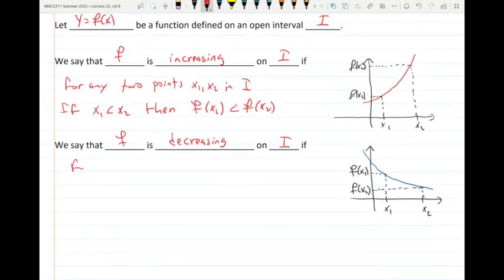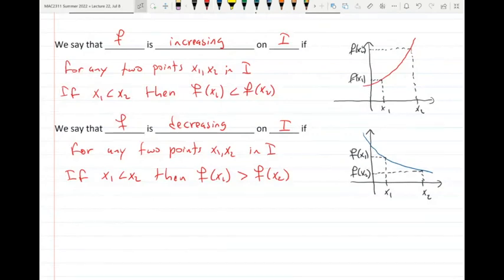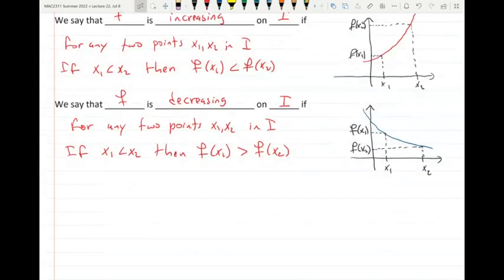So if for any 2 points x1, x2 in I, we have that if x1 is less than x2, then, now the other way around, f of x1 has to be bigger than f of x2. Okay, so that's what it means to be decreasing. And then just for completeness, if the function is neither increasing nor decreasing, we call it a constant function. Okay, so we say that a function is constant on an interval if for any 2 points the values of the function are the same.